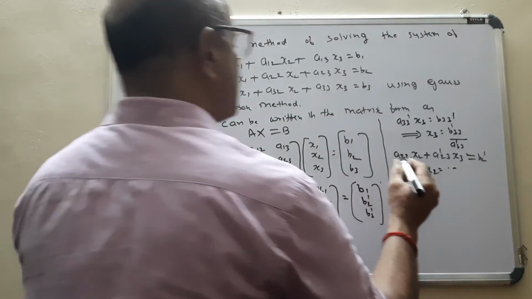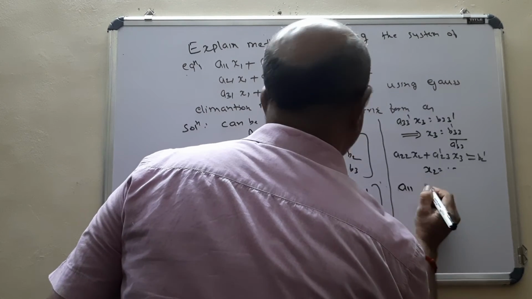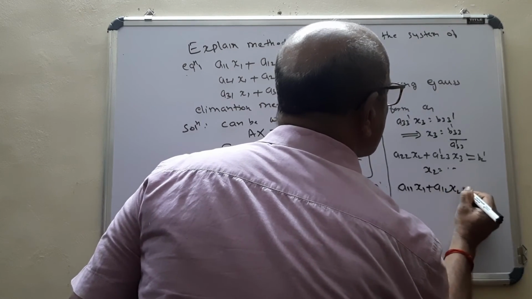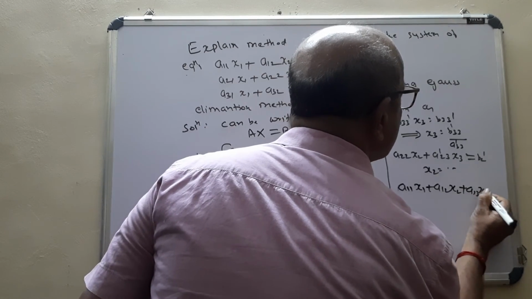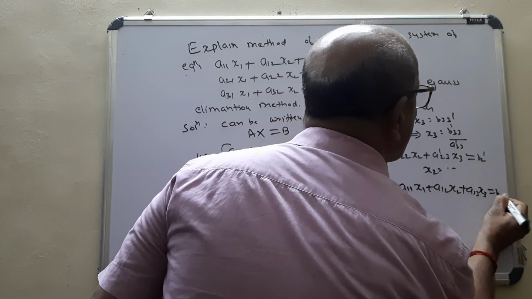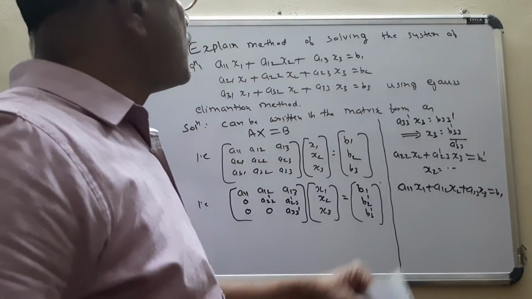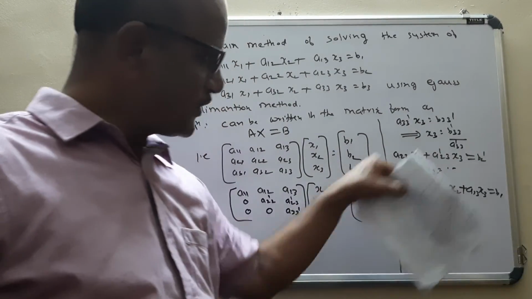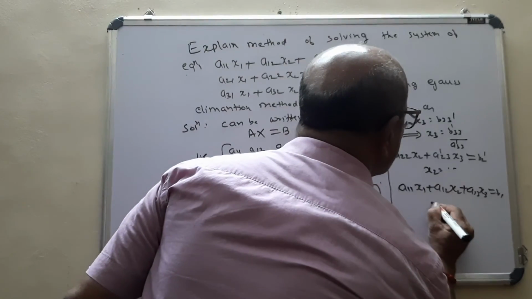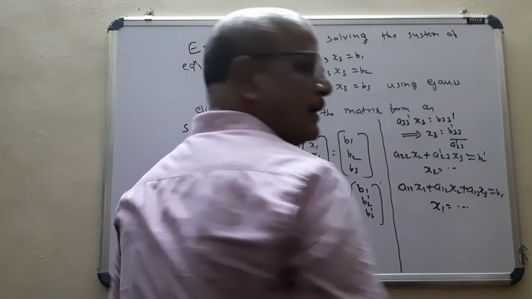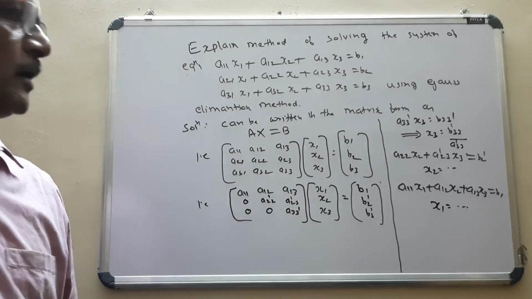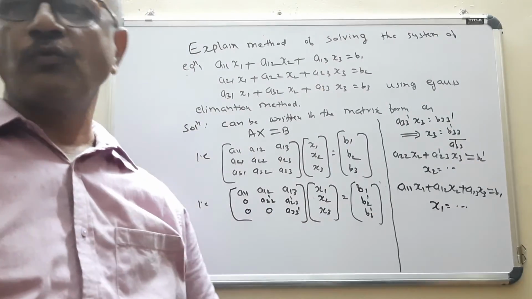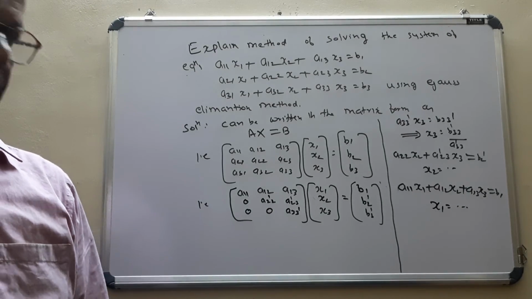Now come to the first row, that is A11 x1 plus A12 x2 plus A13 x3 is equal to B1. You have already obtained the values of x2, x3. Substitute the values of x2, x3 here, rearrange the equation, and this gives the value of x1. So we have got the solution for x1, x2, x3, and this is known as the Gauss elimination method.